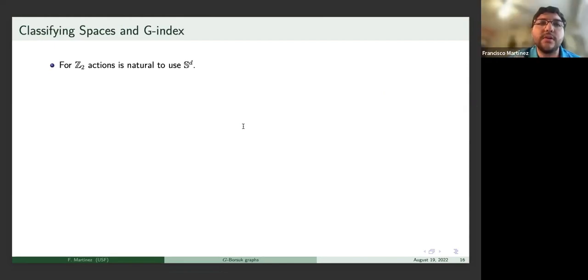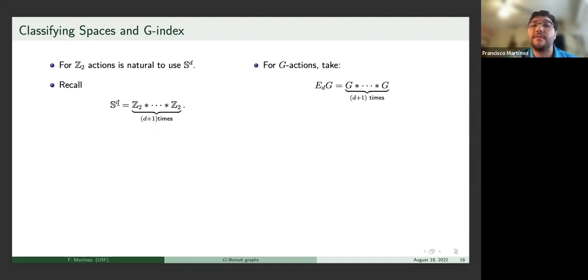Okay, so if we're talking about G spaces, we also need to talk about G-index. When we have C2 actions, it is natural to use spheres because spheres have a natural C2 action, which is the antipodal action. And let me remind you that spheres can be seen as simplicial joins of the space C2, D plus 1 times. When I say C2, I'm thinking about 2 discrete points. Okay, so taking D plus 1 times a simplicial join of 2 points is going to produce the D-dimensional sphere. So a similar construction can be made for general groups G.